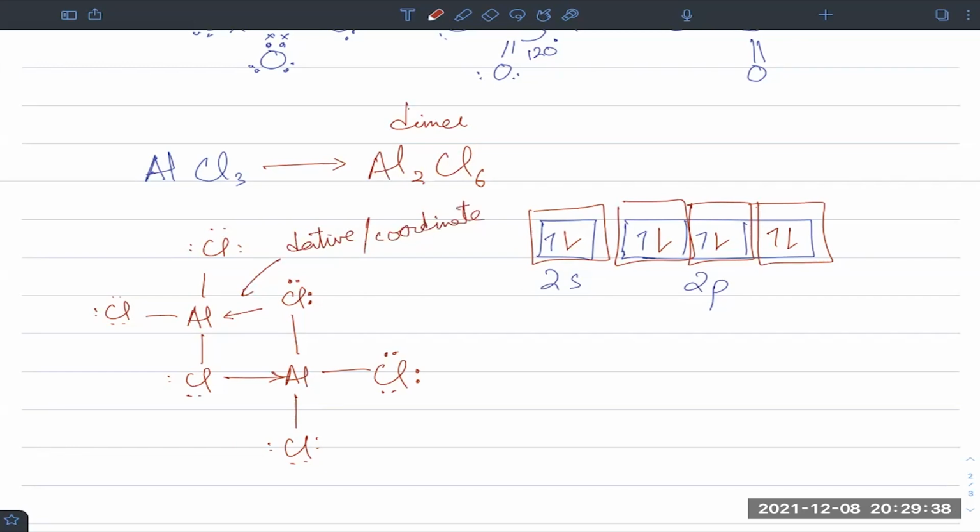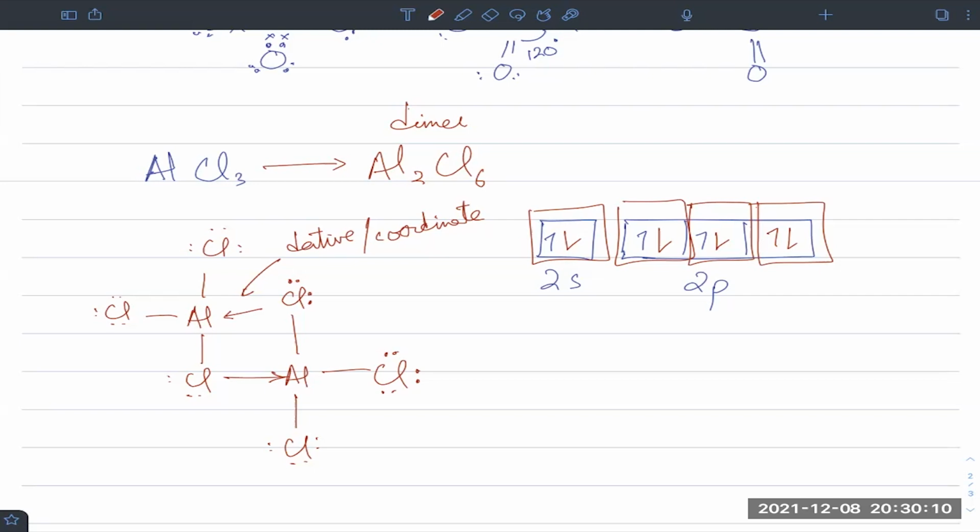So a coordinate bond is different from the regular covalent bond in the way it is formed. And that is where the differences end. The only difference between a coordinate bond and a regular covalent bond that we have seen is that in a coordinate bond both the electrons come from one atom. So there is a lone pair of one atom overlapping with the empty orbital of the other one.